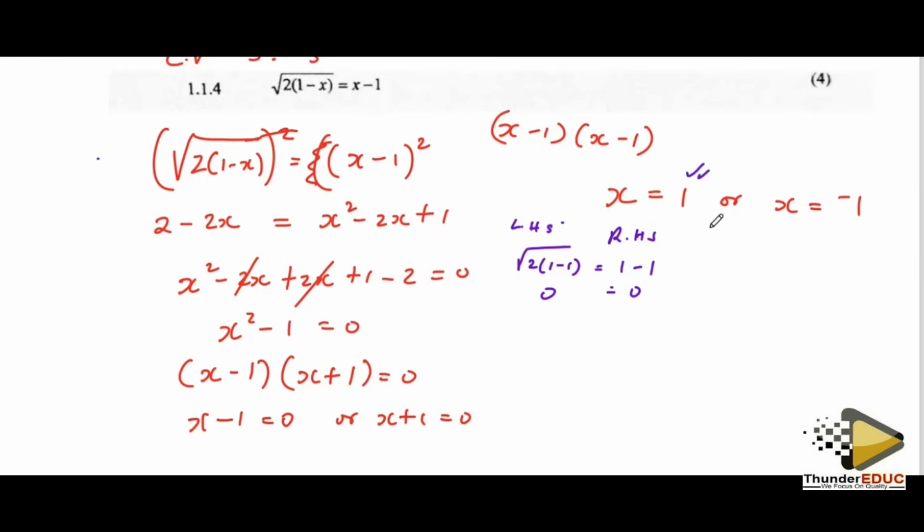Let's try the negative 1. On the left hand side, we have the square root of 2 into 1 minus negative 1. I know that 1 minus negative 1 gives 2, so 2 times 2 is square root of 4, which is 2. And then on the right hand side, I'm going to have negative 1 minus 1, which gives me negative 2. So this second one does not give me the solution. I can say this one is not applicable. So I'll choose to go with x is equal to 1. Therefore, x must be 1. Guys, that's 1.1.4. Move on.